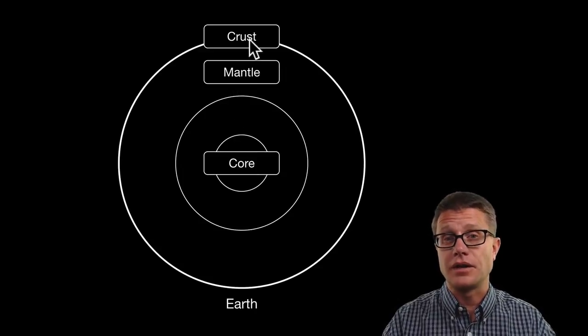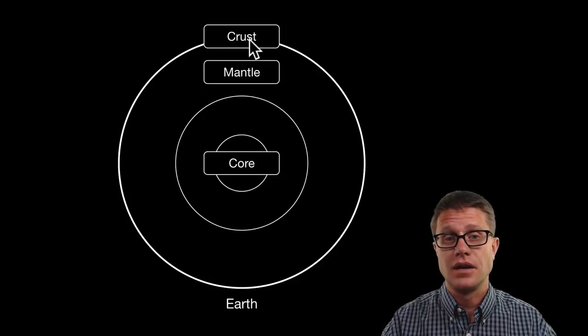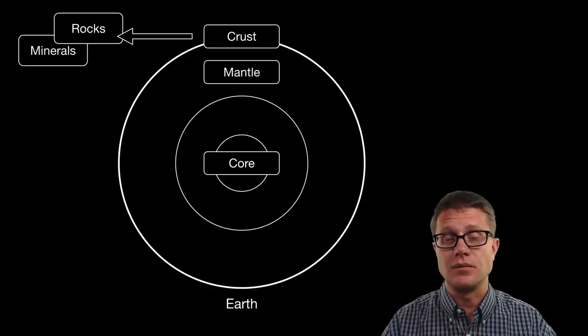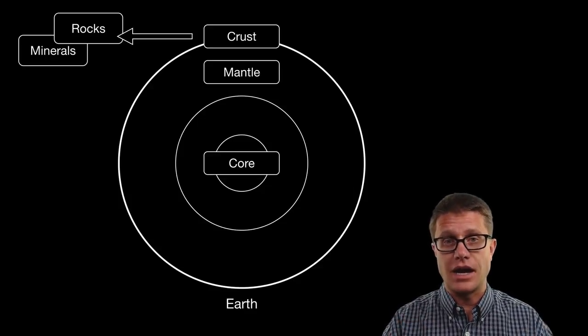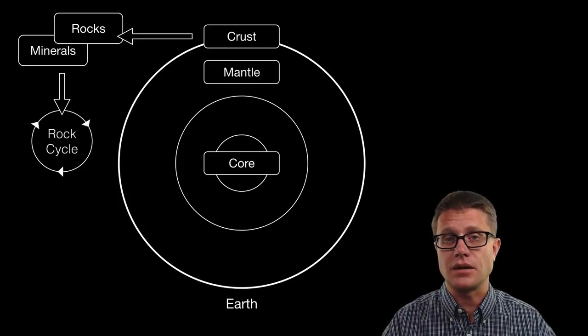Now we live on the crust, and we've only been able to dig just a little bit into the crust. And so we've been able to figure out everything else by looking at how earthquake waves move through the Earth. And we know this, that the crust is made up of rocks and minerals. Rocks are made of minerals, which in turn are made of molecules and atoms. And they're constantly being reshaped, and we can measure that through the rock cycle.